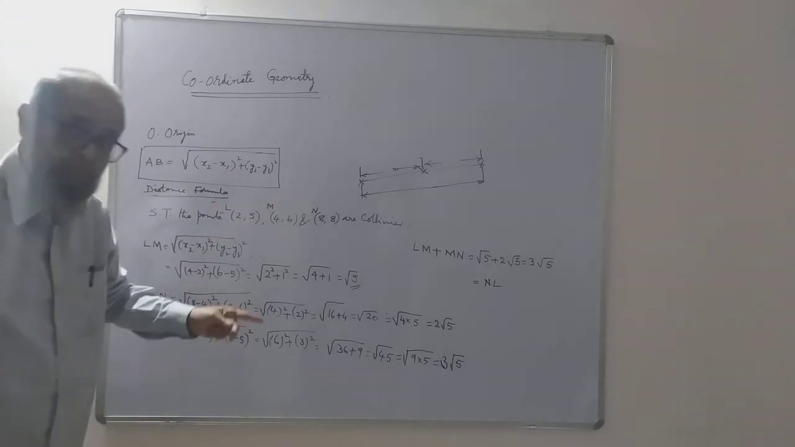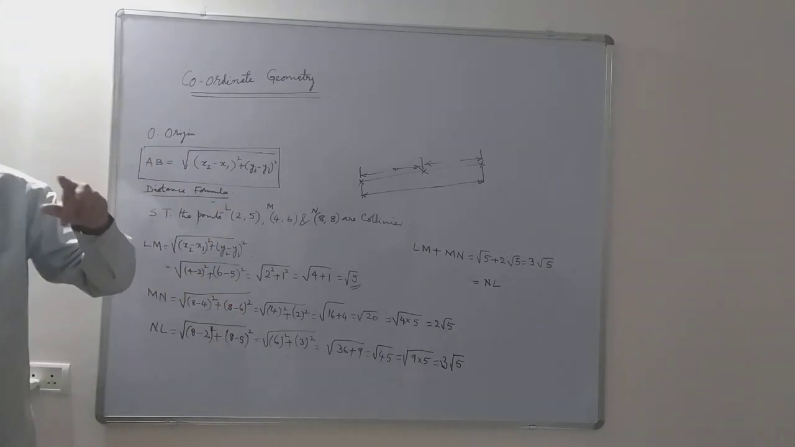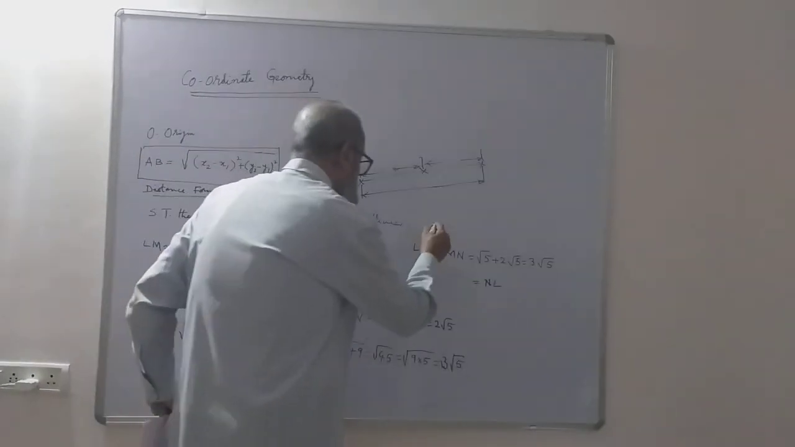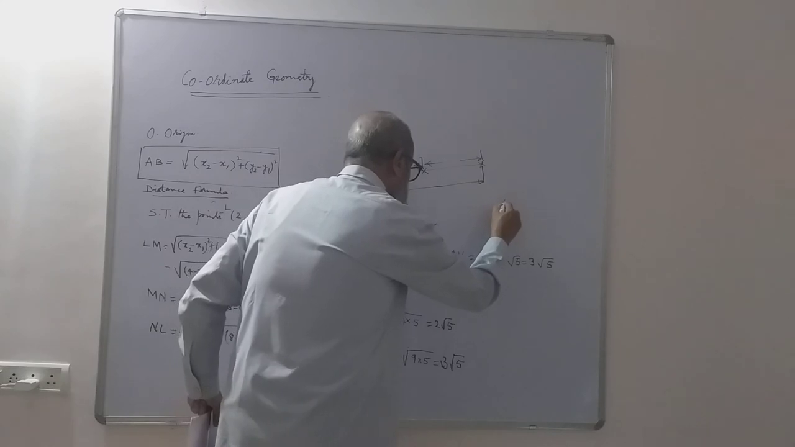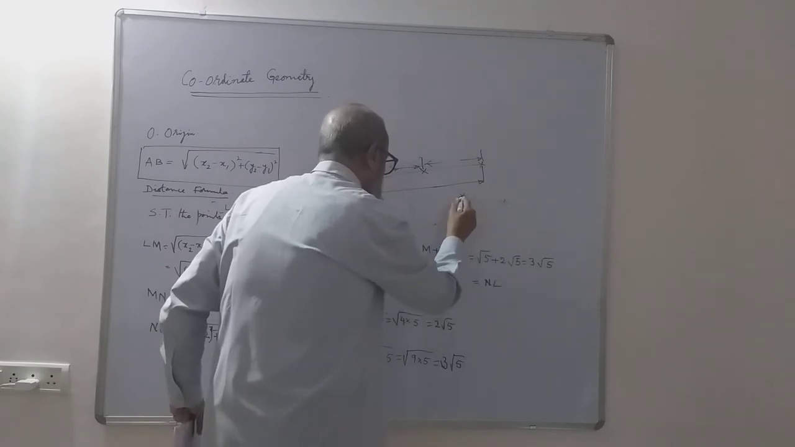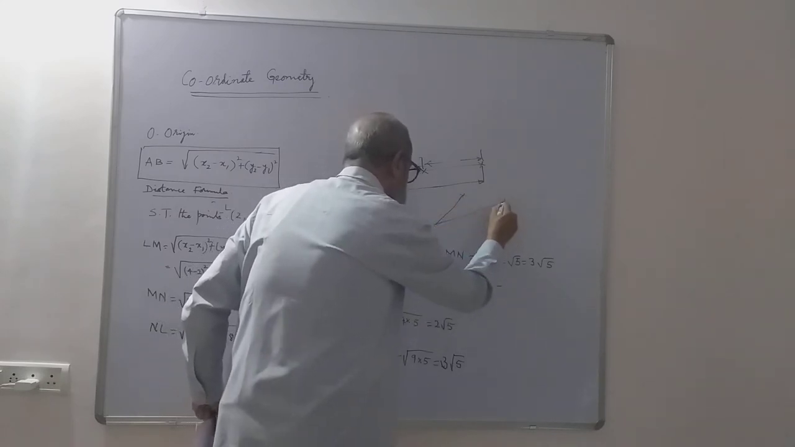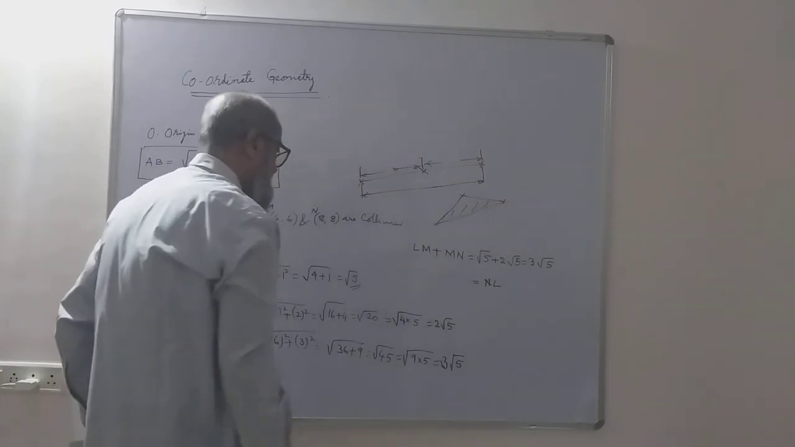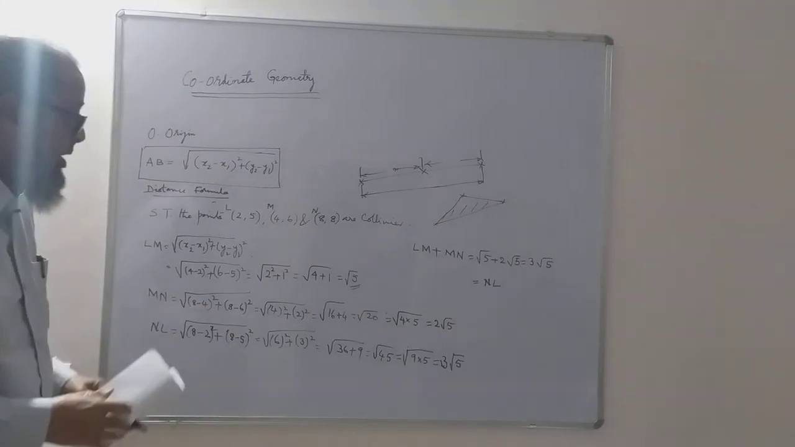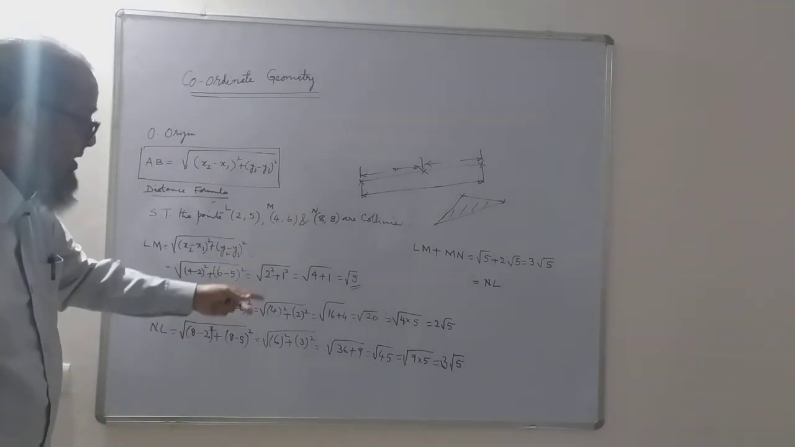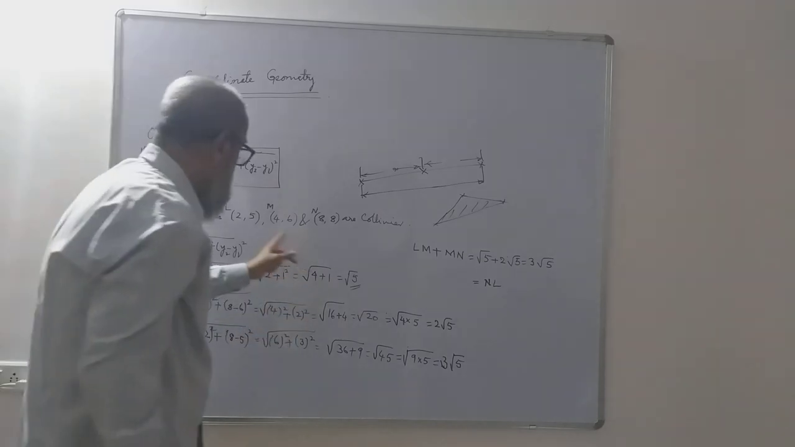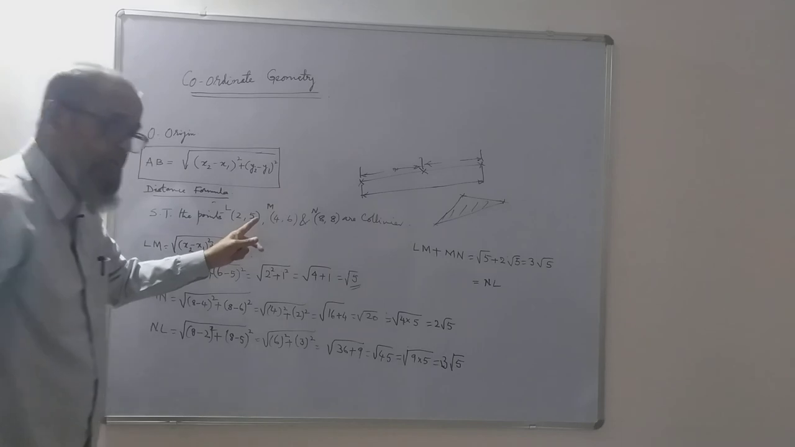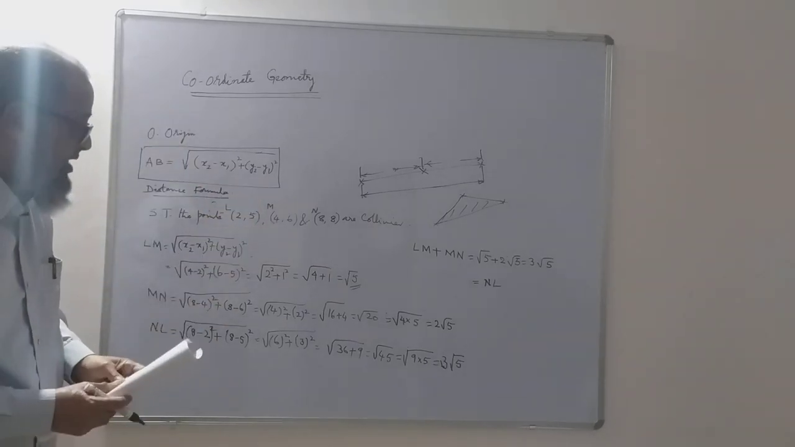Now, this problem can be solved again when we are doing area of triangle. See, if three points are not collinear, if they are not in a straight line, they will form a triangle. That triangle will have some area. Now, if you show that the area formed by these three points is zero, then also we can say that these three points are collinear. That is another way of showing it.